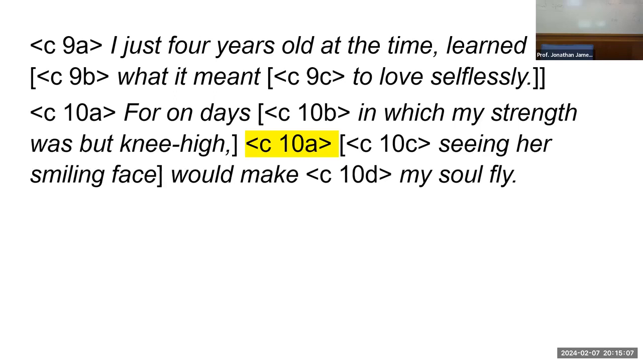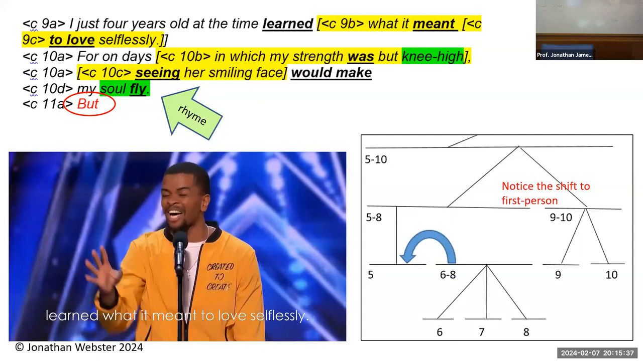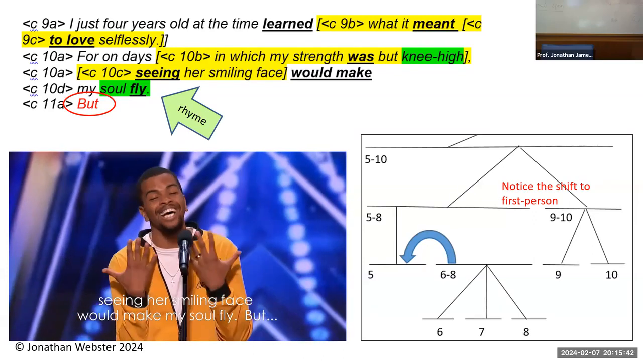And then 10C. What is 10C? Seeing her smiling face. It is the grammatical subject. When you put a clause into what is basically a noun phrase, into a slot, and it behaves like a noun phrase, that's when you say it's rank shifted, it's embedded. I, just 4 years old at the time, learned what it meant to love selflessly on days on which my strength was but knee high, seeing her smiling face would make my soul fly.